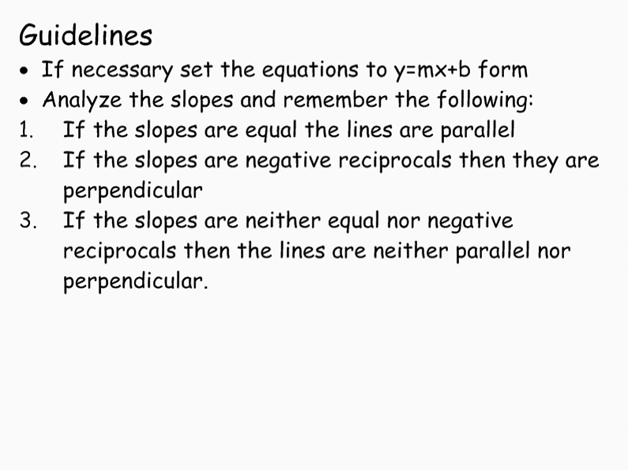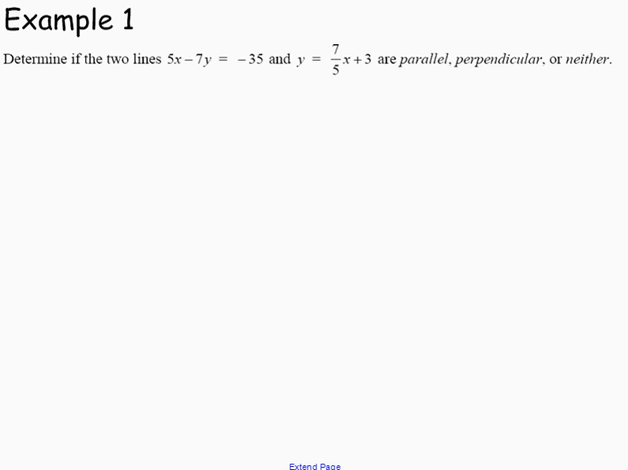First, remember, if necessary, you want to set the equations to y equals mx plus b form. So make sure you do that. Then, you want to analyze the slopes and remember the following. If the slopes are equal, the lines are parallel. If the slopes are negative reciprocals, then they are perpendicular. If the slopes are neither equal nor negative reciprocals, then the lines are neither parallel nor perpendicular. So let's get to it.